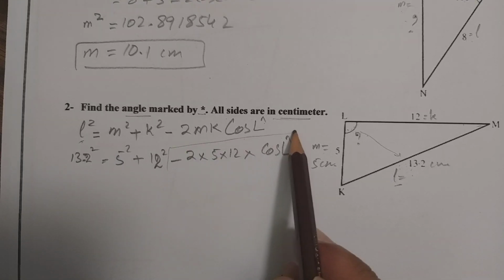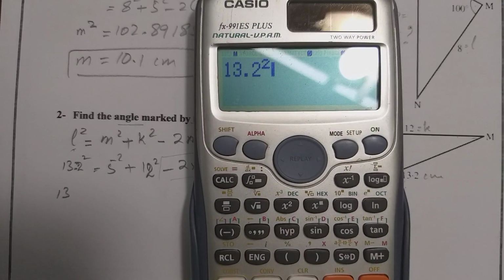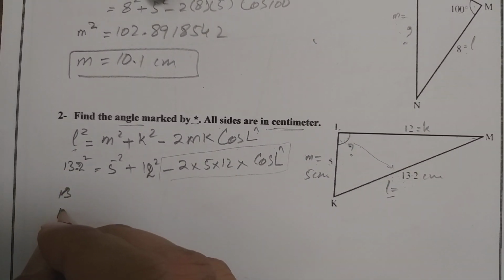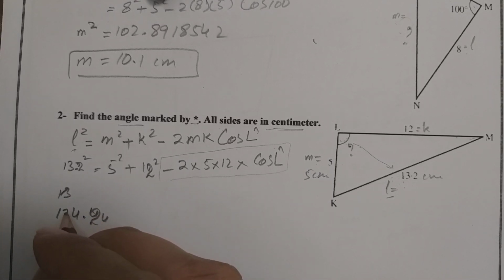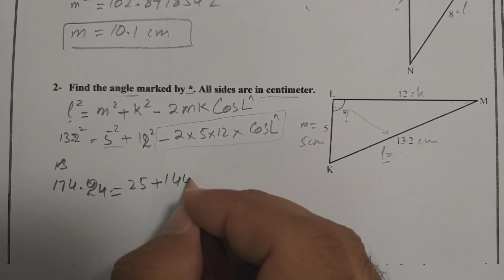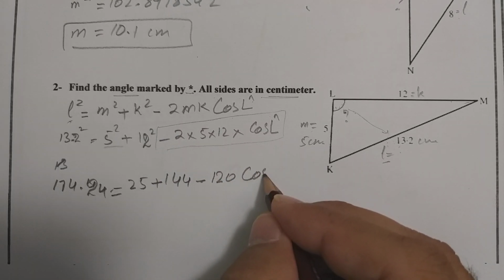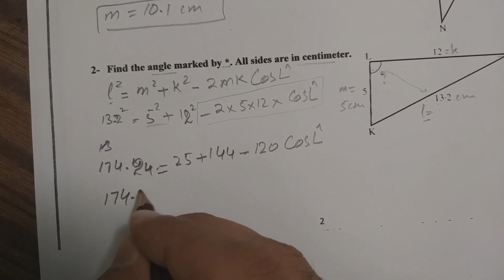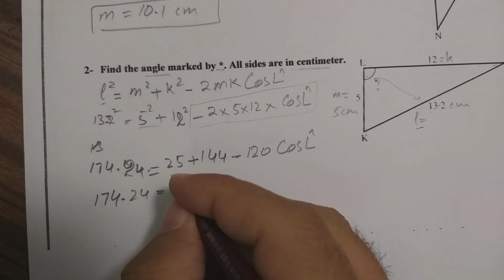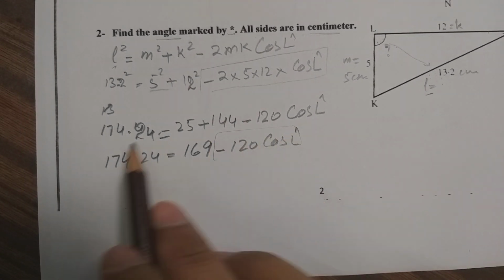Now if you look at this, this is negative. First simplify. Take the square of 13.2, which is equal to 174.24. So I'm writing here 174.24 equal 25 plus 144 minus 10 times 12, which is 120 cos L degree. More simplified, 25 plus 144 is 169, minus 120 cos L. Now this is negative, when it moves it becomes positive, and this is positive, when it moves it becomes negative.